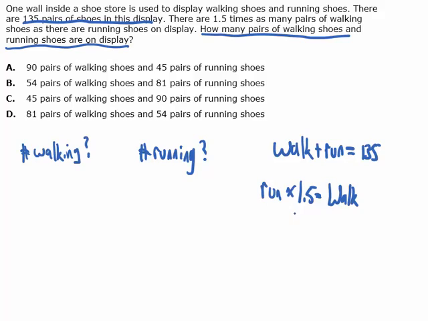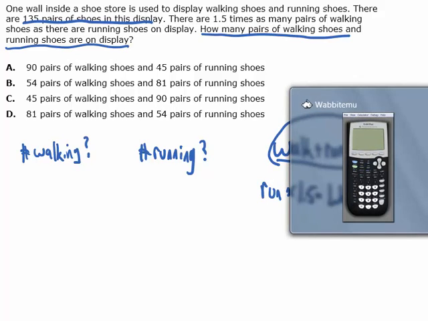Alright, so I could set up a system of equations and graph, or do elimination, substitution, or a system using matrices, but it gives me answer choices. So what I'm going to do is just guess and check. The first way I'm going to guess and check is that I know the total needs to be 135. So I'm going to add up each of these to see if they all equal 135 and see if I can eliminate some answer choices.